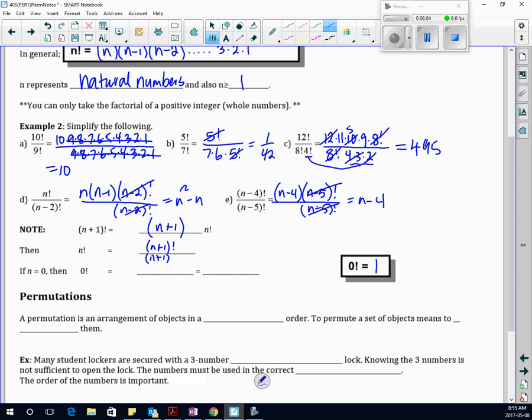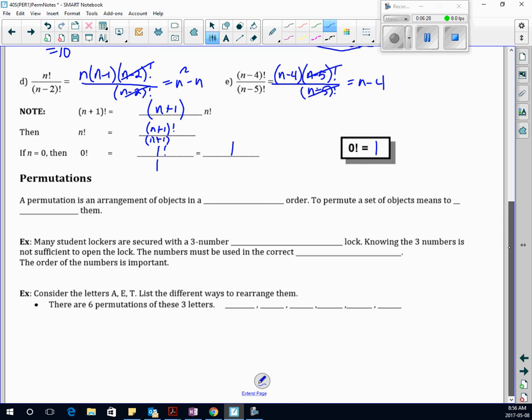So if n actually equaled 0 and I plug it into this formula, do you see what 0 factorial would be? 0 plus 1 factorial would be 1 factorial divided by 1. And what's 1 factorial equal to? 1. And 1 divided by 1 is 1. So it's actually equal to 1.